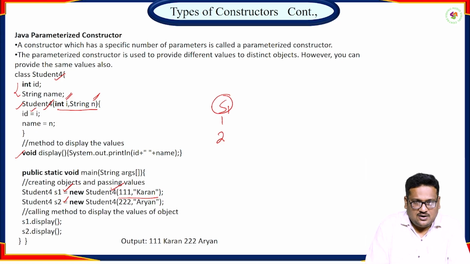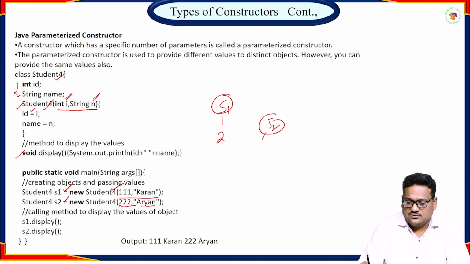And at the time of object 2 creation, S2, again I am passing these two values into the constructor. So S2 is also passing two values. The first one is 222, the second one is Rn. That means according to S1, two values we pass, and according to S2, two values we pass.